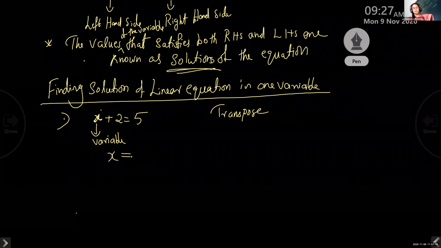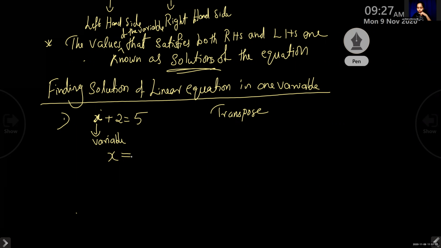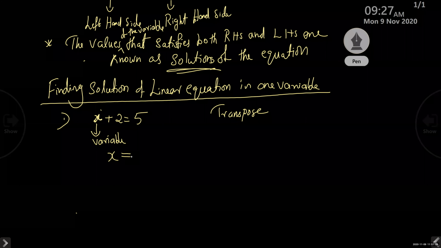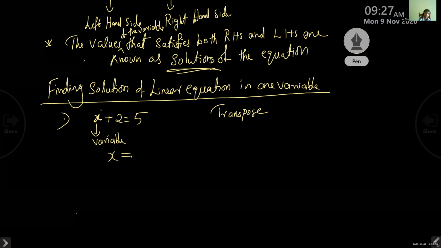Division becomes multiplication. When we transpose a variable or a constant to the other side of the equation, addition becomes what? Addition becomes subtraction. Subtraction becomes addition. Multiplication becomes division, and division becomes multiplication.